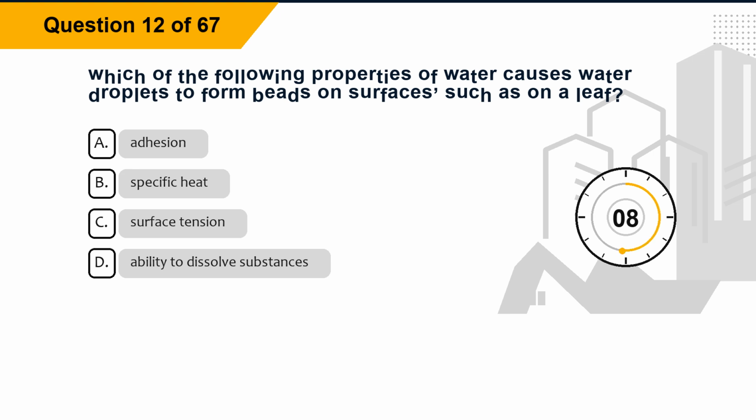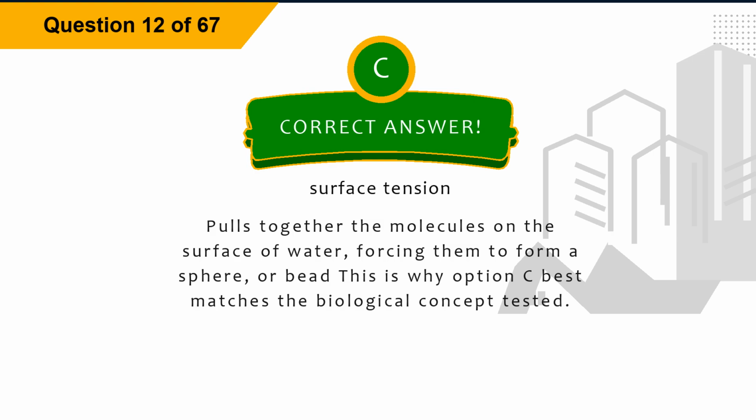Option A, adhesion. Option B, specific heat. Option C, surface tension. Option D, ability to dissolve substances. The correct answer is option C, surface tension. Explanation. Surface tension pulls together the molecules on the surface of water, forcing them to form a sphere, or bead. This is why option C best matches the biological concept tested.